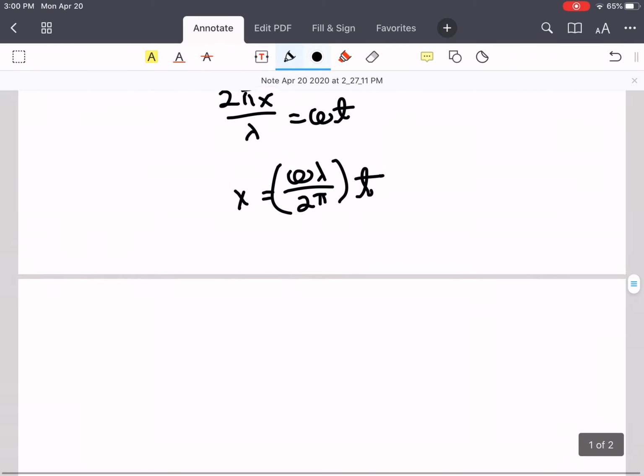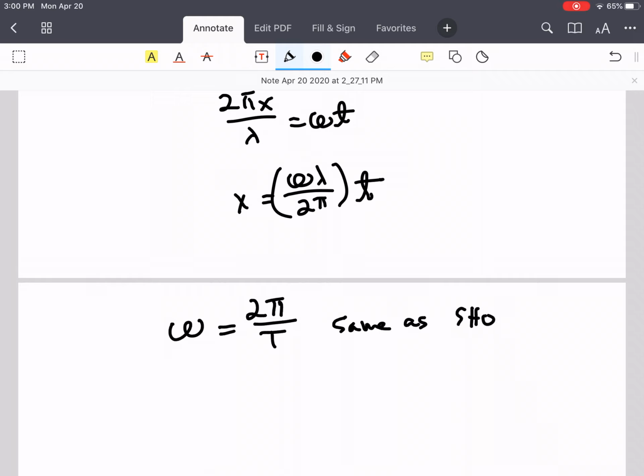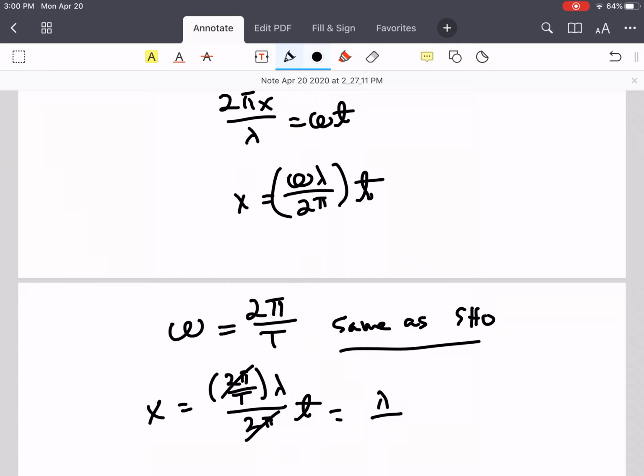And now I'm going to do one more thing. I'm going to do a substitution of our period. Just like simple harmonic oscillators, there's a relationship between omega and period. Omega is 2 pi divided by the period, same as the simple harmonic oscillator. You'll notice actually the time dependence of waves is the same as simple harmonic oscillators. And so if I plug that in, x is equal to 2 pi divided by capital T, times lambda divided by 2 pi, all times lowercase t. Or in other words, my 2 pi's cancel. I get lambda divided by period times little t.